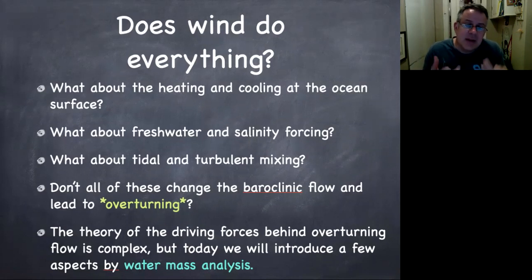Turbulent mixing, we haven't really touched on it very much except to say that it works in the Ekman layer, a little bit in the upwelling zones. But what about turbulent mixing down in the interior of the ocean or down at the bottom of the ocean? How does that work? So all of these affect the baroclinic flow, and maybe they lead to overturning or mixing or something. So the theory of the driving forces behind the overturning is a little complex, but we're going to try and touch on a few of these points by thinking about it from the perspective of water mass analysis.